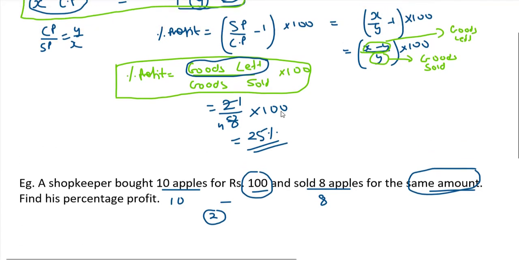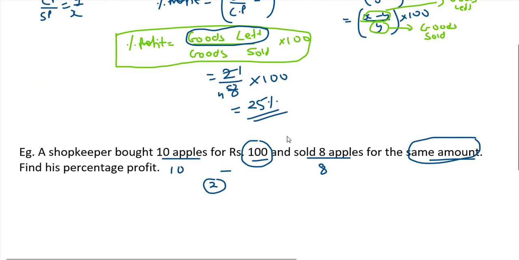So this is it. By using this formula, you can save again a lot of time. You don't have to really go into calculation what is your total cost price, then what is your total selling price, then find out what is the total profit, then divided by total cost price. No need to do all of that. You can simply use this formula of goods left upon goods sold and arrive at your answer rather quickly.